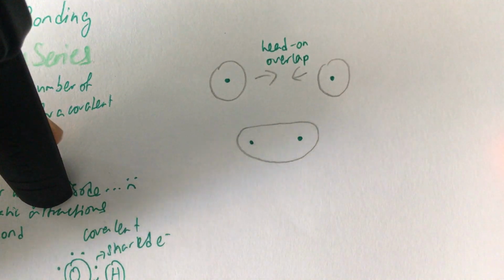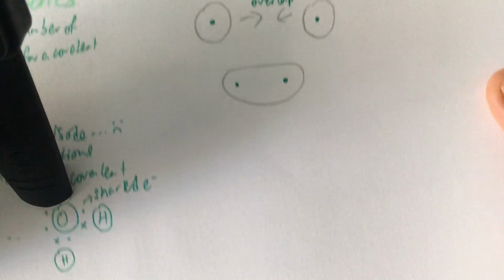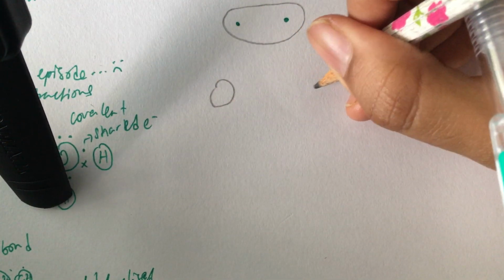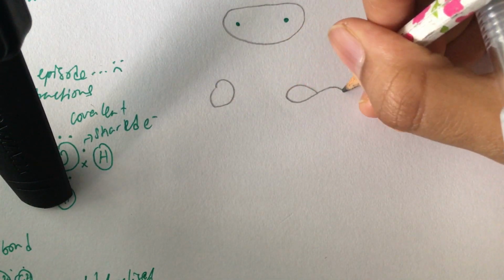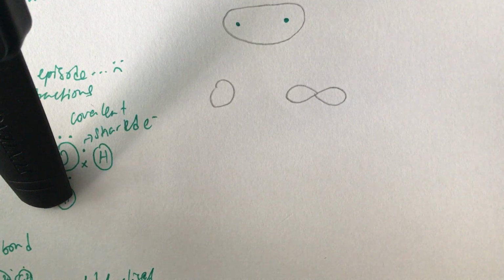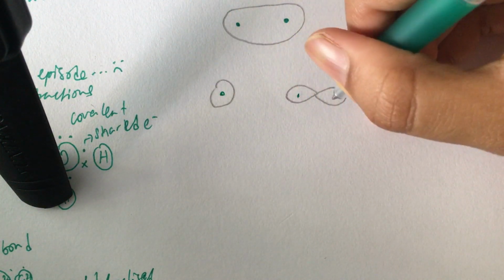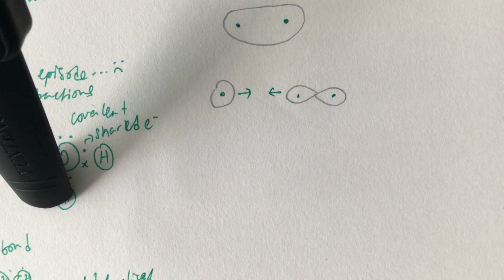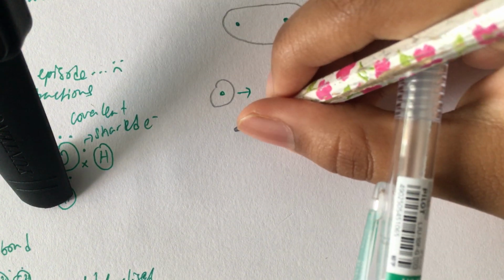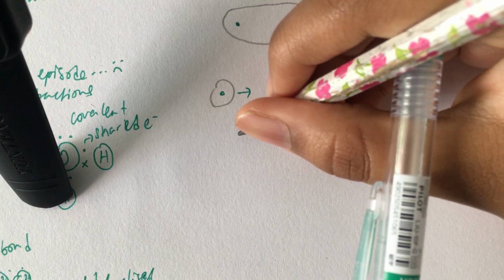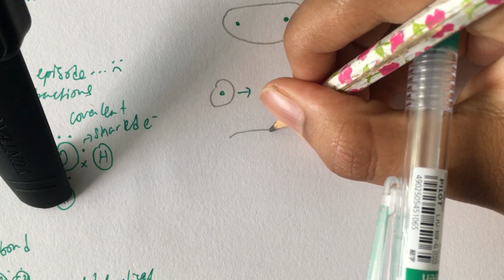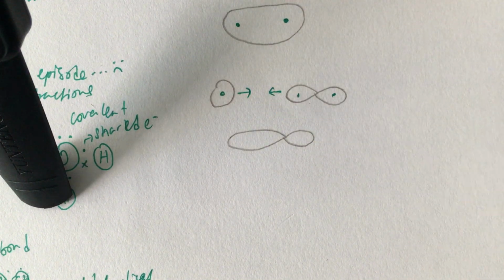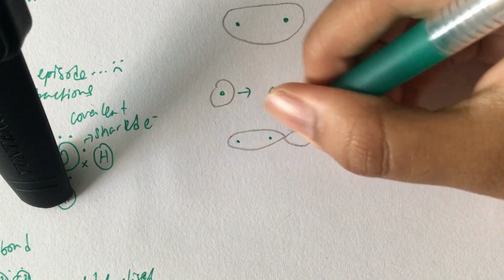It's like a head-on overlap. And for a p orbital, it depends on which one it is, or which way they overlap. So they can either overlap head-on or they can overlap sideways. If they're overlapping head-on, it's usually with an s orbital, because the s orbital can really join the other side of the p orbital. And if it's sideways, it will be two p orbitals overlapping with each other.